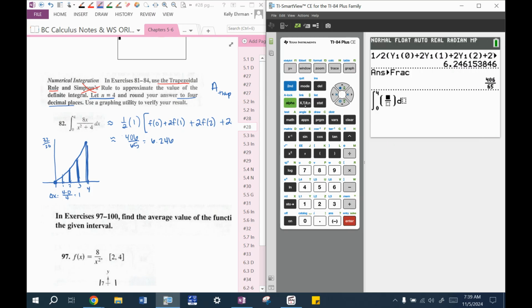I don't know why I'm typing it again. I could just put y1 in here, but that's okay. Okay, so see, it's pretty close. It's a little bit higher. Again, it's not going to be the exact same thing because trapezoidal will leave some area out or sometimes overestimate, depending on the function.